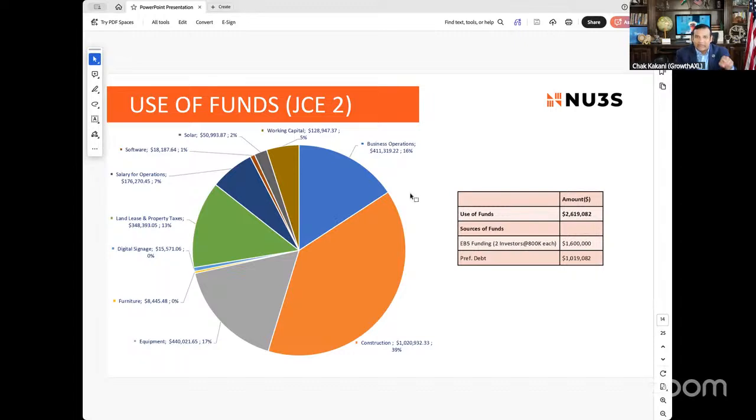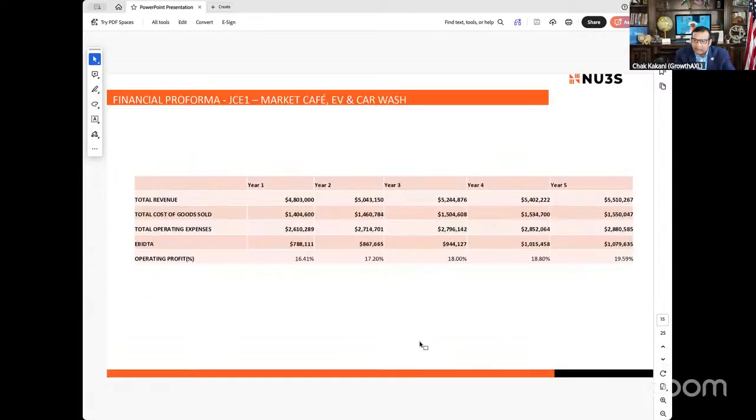So use of funds, JCE2, by the way, we are looking for 2 investors. We spent about, what is this, Raghu? $2.6 million, $2,619,082. It says for Express Auto Care, and we are looking for 2 investors, 1.6 million to be replacing that, and we still will hold $1 million as preferred debt. So a major portion of our short-term preferred debt, we're replacing with EB-5, total of 7 investors, 5 going into JCE1, 2 going into JCE2. That's total 7 investors we're looking for.